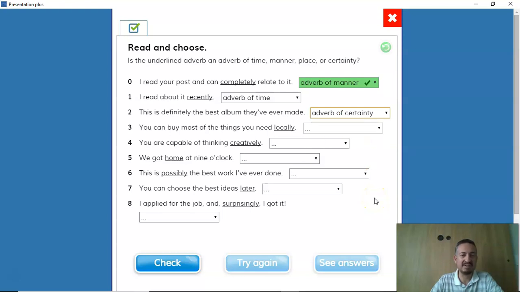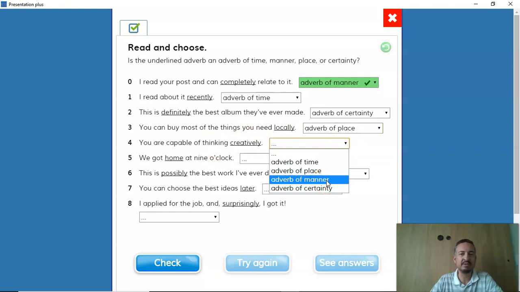Okay, probability or certainty. This is definitely. This is possibly the best album they've ever made. This is an adverb of certainty or probability. Okay, you can buy most of the things you need locally. Buy locally. This responds to which question? To where? Adverb of place, because locally refers to a place. You are capable of thinking creatively. Think how? How do I think creatively? It's the way I think, so it's manner.